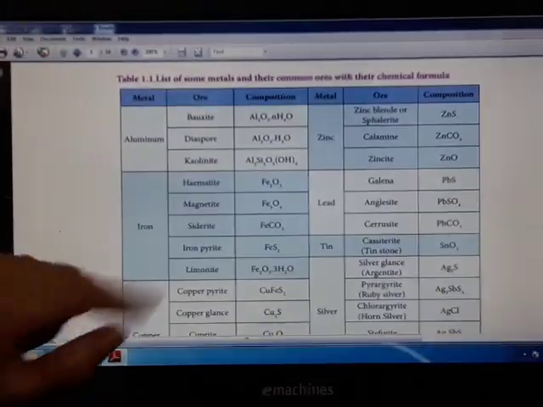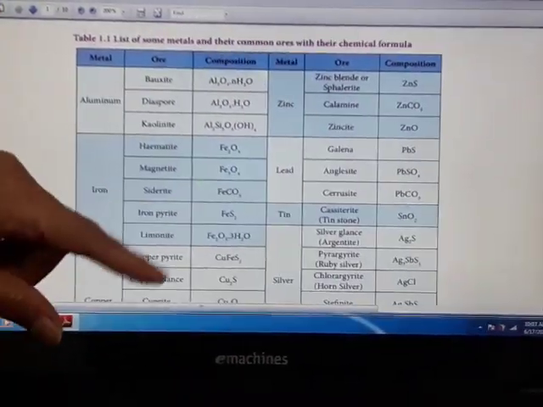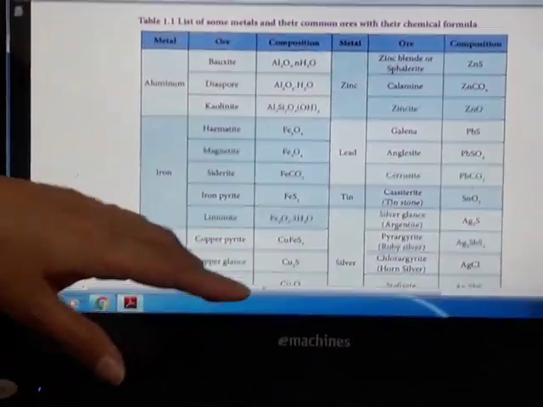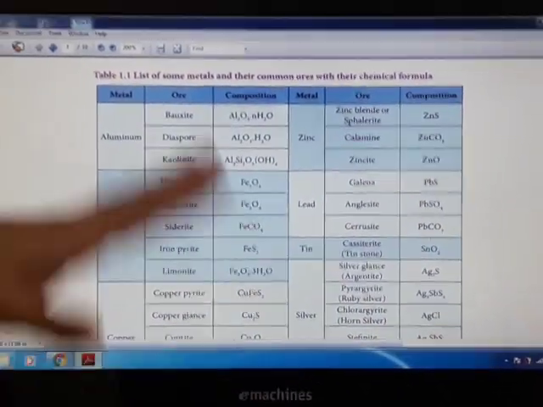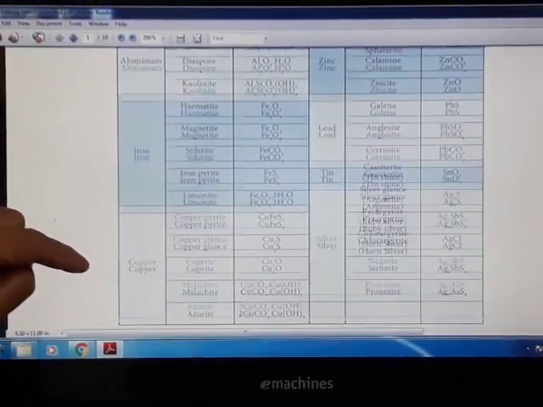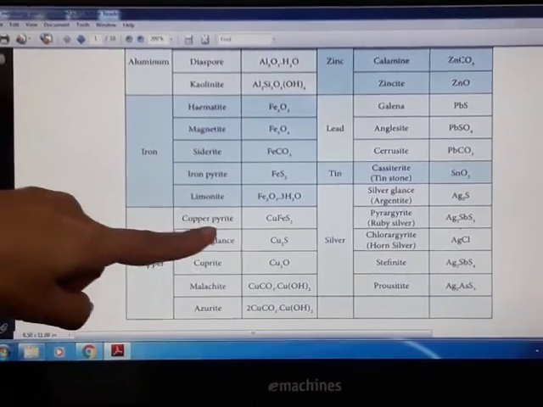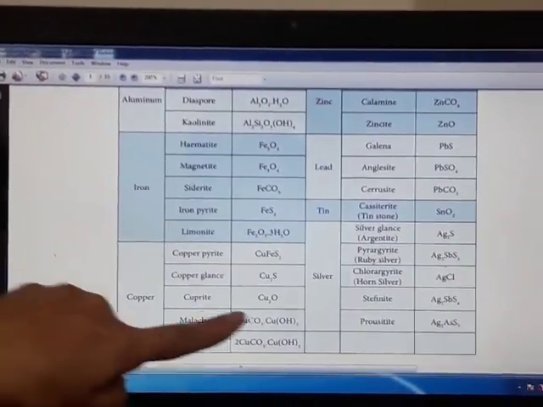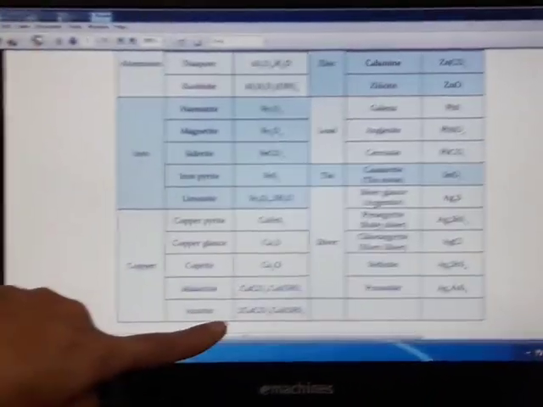Children, here I would like to stress that wherever you get the name pyrite in any formula, make sure it must be some sort of sulfide. We shall go ahead. Copper is found in nature in the form of copper pyrite. See, this is a sulfide. Copper glance, cuprite, malachite, azurite.